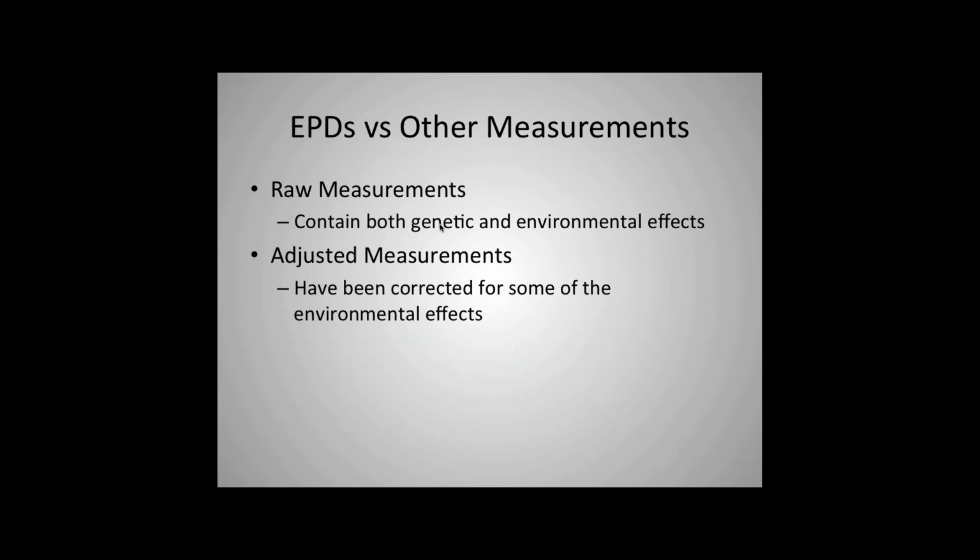We can adjust those, like every breed association. I don't know if Kari talked about this, but the breed associations will get them and send out a report back to the breeder, and it will have maybe adjusted ultrasound measurements. Those have been corrected for some of the environmental effects, but not all. They'll be corrected for age of the animal, so however many days of age they are, we either add or subtract to their actual measurement to put them on an even keel with animals that are all 365 days old. But it doesn't get at all of the effects.